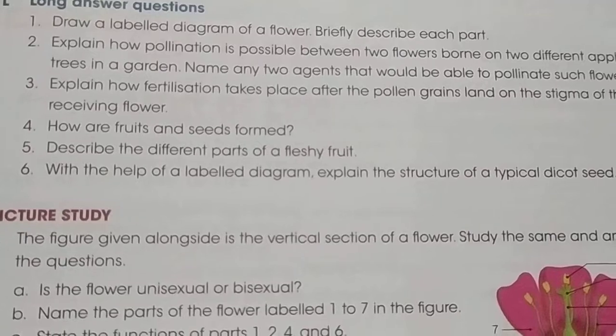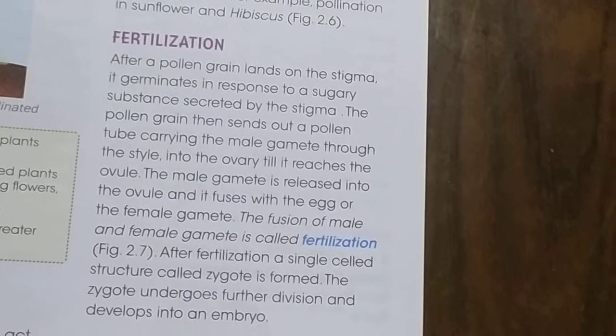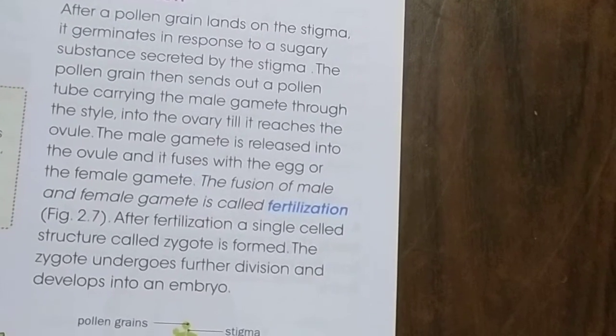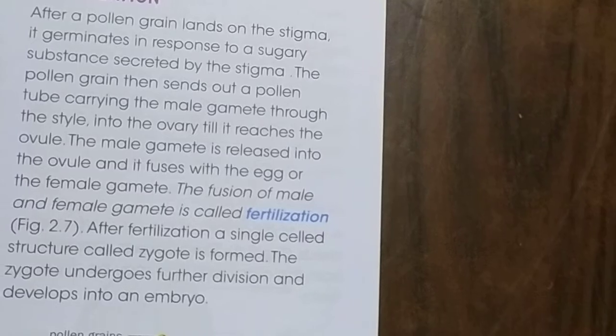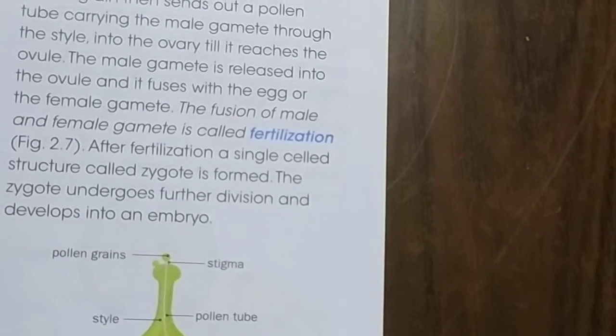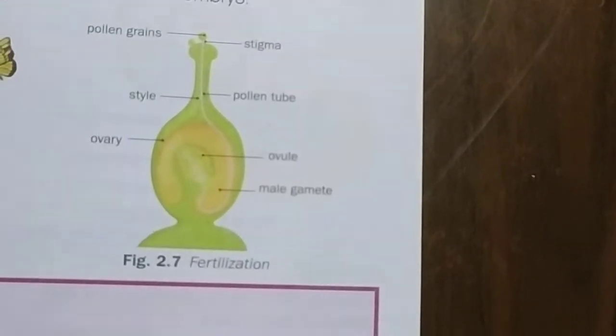Then next question is number 3. Explain how fertilization takes place after the pollen grains land on the stigma of the receiving flower. And the answer is, you have to write from this topic, fertilization. After a pollen grain lands on the stigma, it germinates in response to a sugary substance secreted by the stigma. The pollen grain then sends out a pollen tube carrying the male gamete through the style into the ovary till it reaches the ovule. The male gamete is released into the ovule and it fuses with the egg or female gamete. The fusion of male and female gamete is called fertilization. And then you can draw this diagram also if you want, which shows the ovary, the ovule, the pollen grains.